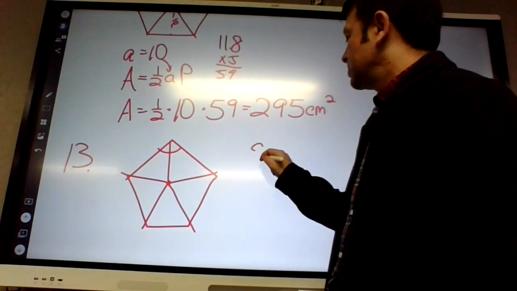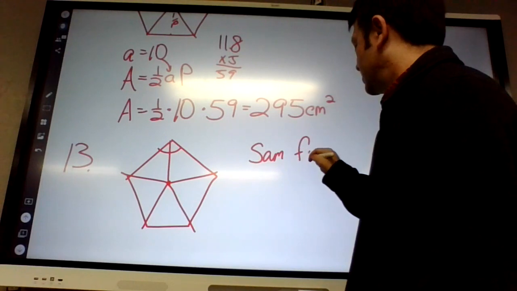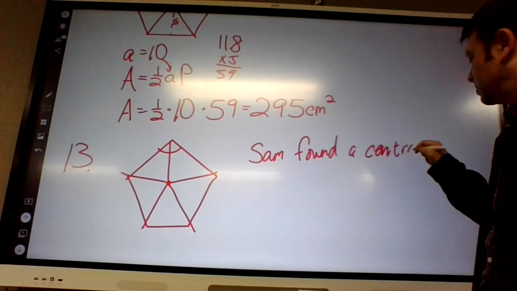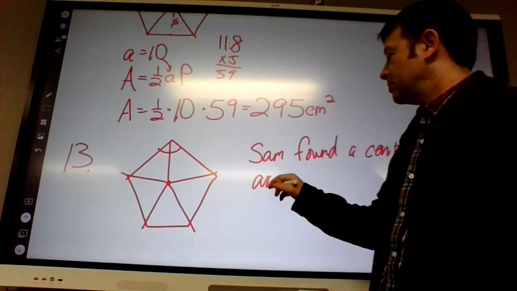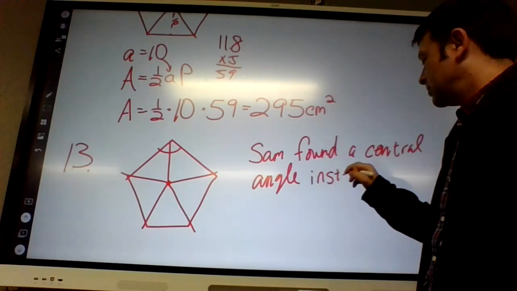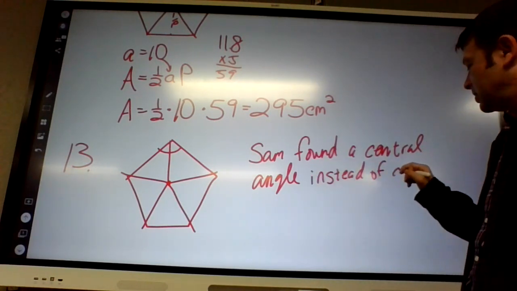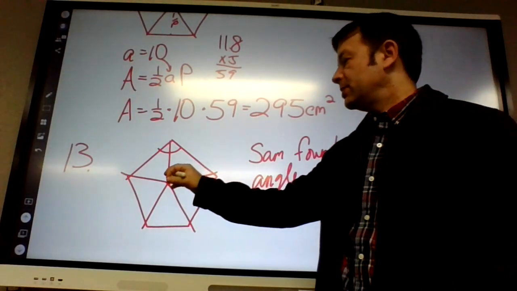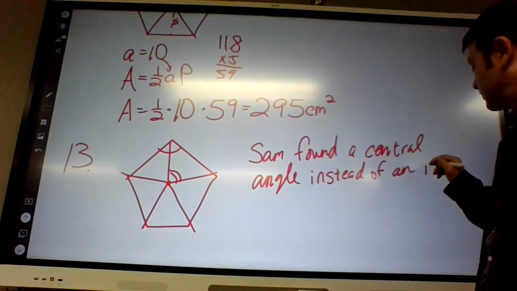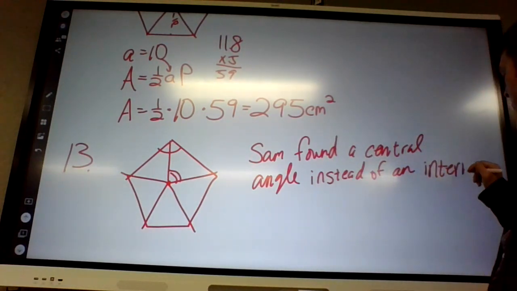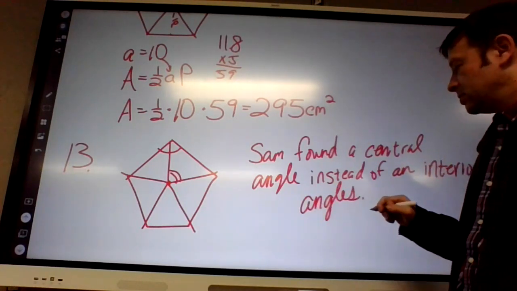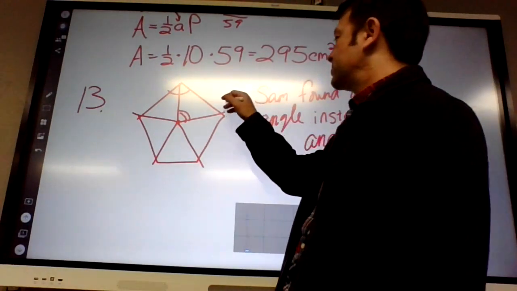Okay. Sam found a central angle instead of an interior angle. So he found one of these angles down here instead of one of the interior angles of the pentagon. Okay, that's the A answer, I guess. They wanted what he did wrong.